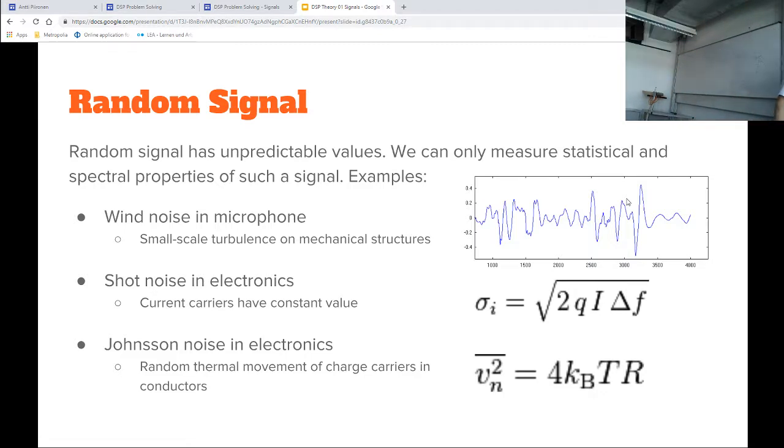Johnson noise, meaning that if you have a conductor or semiconductor, then the variance of the Johnson noise depends linearly on the temperature. Again, you cannot get rid of either of those. If you don't have any current, then you don't have any signal. If you don't have any temperature, then, well, good luck.